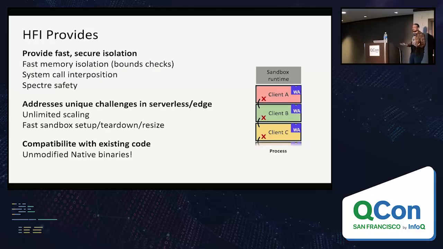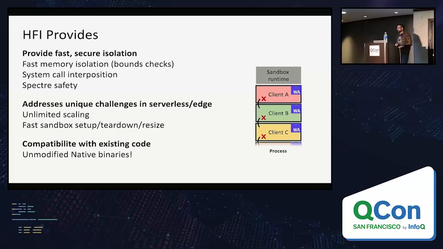What HFI provides for us is super fast isolation. Those bounds checks are executed in parallel with your TLB lookups, so they add no overhead to native code, which is what you expect with a page table as well. We get very, very fast syscall interposition, which I'll talk about a little bit later. This gives us some forms of Spectre safety, which I'll also talk about later.